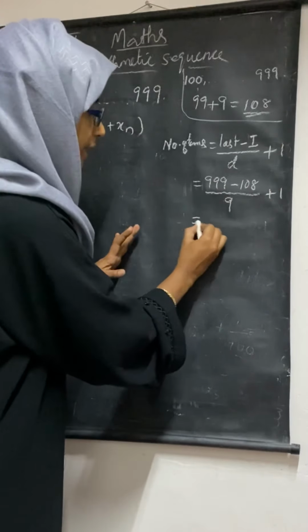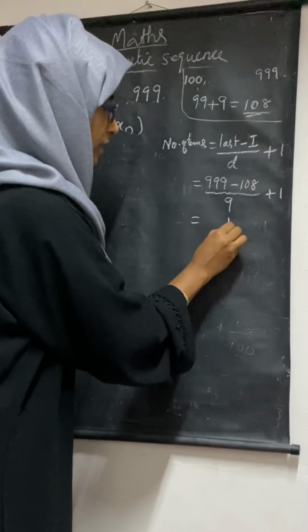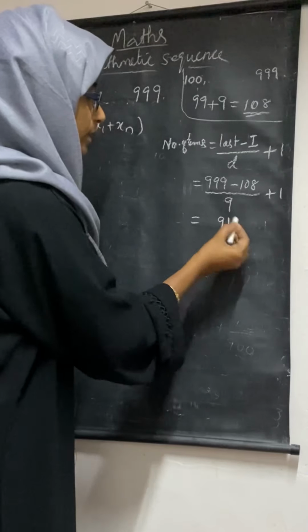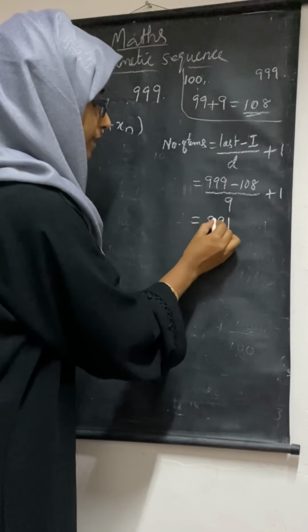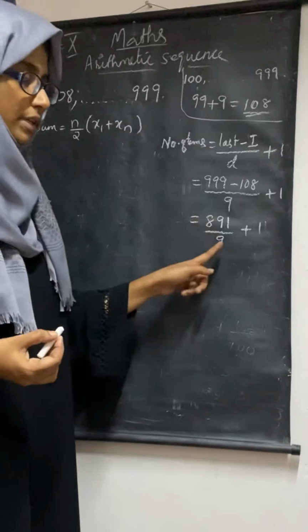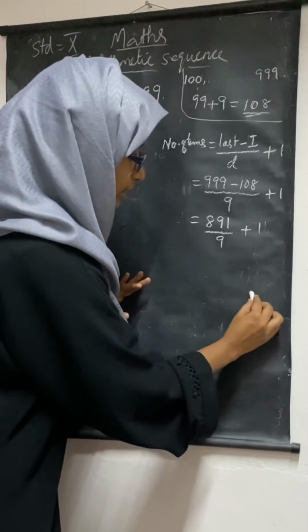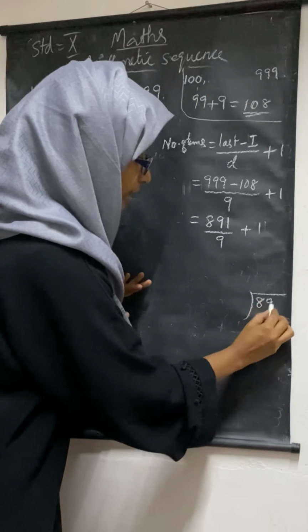So 999 minus 108, how much is it? 9 minus 8 is 1. 9 minus 0 is 9. 9 minus 1 is 8. Divide by 9 plus 1. So you have to divide first, and only then do the addition. So we'll see what division result we are getting.